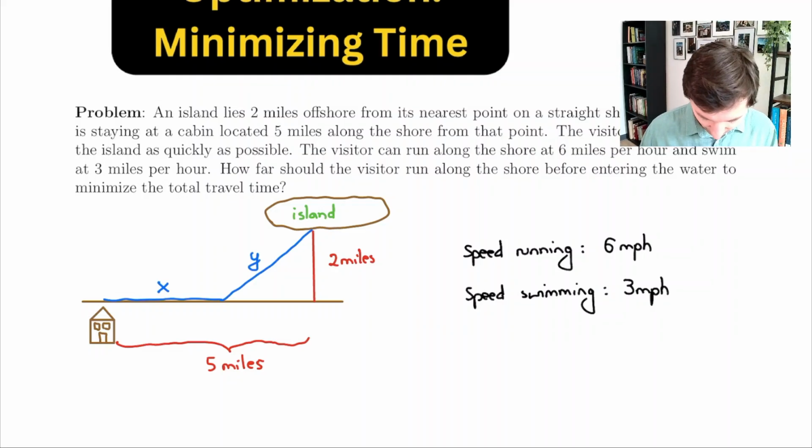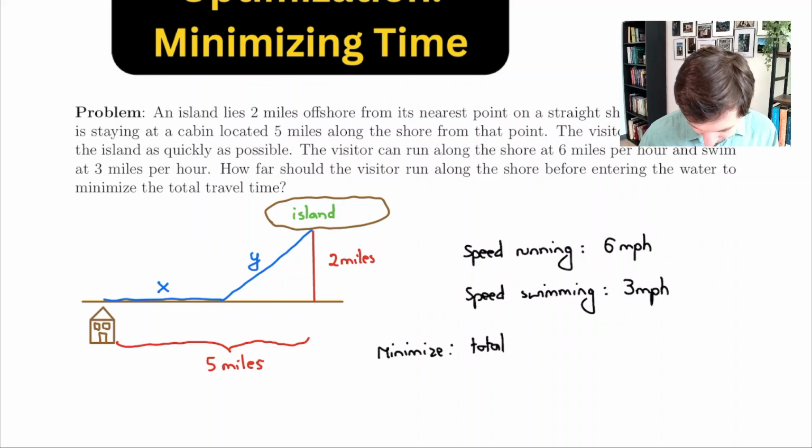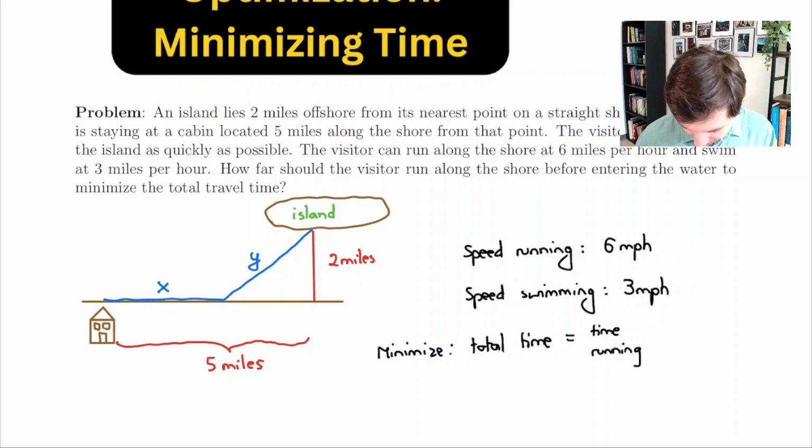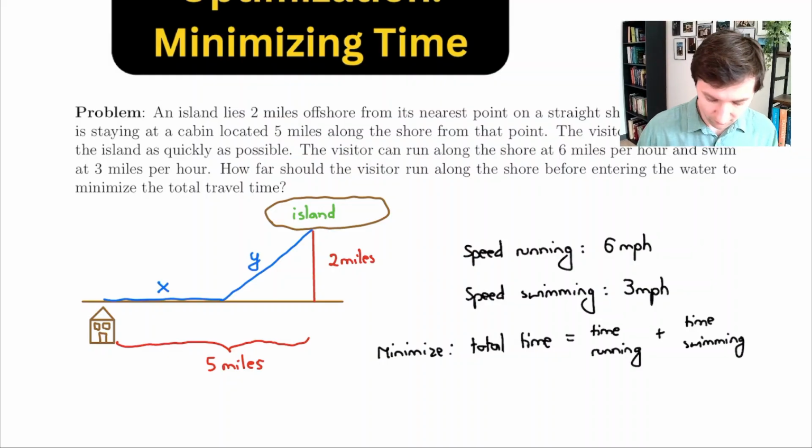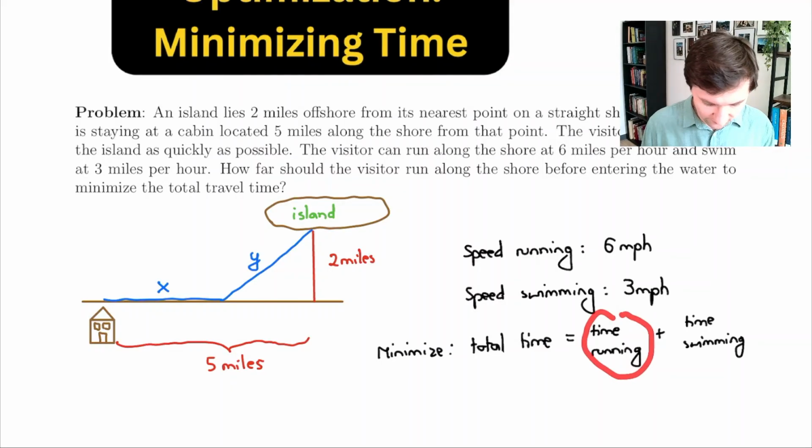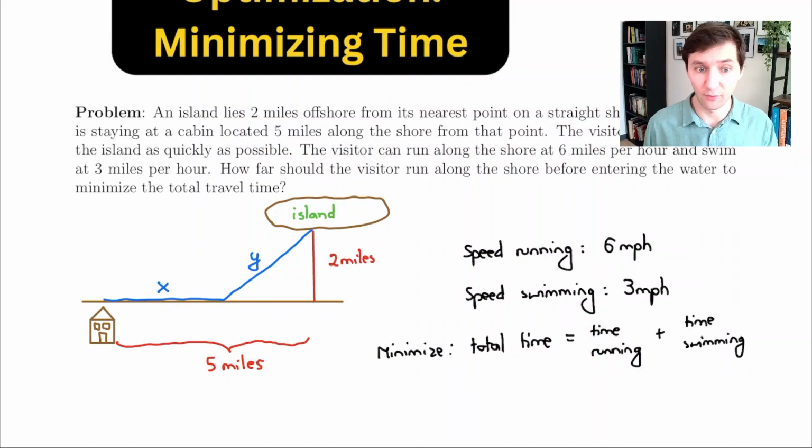What we want to minimize is the total time spent traveling. And I believe the total time spent traveling is time spent running plus time spent swimming. How can we represent the time running using the variable x? Remember, x is the distance ran.